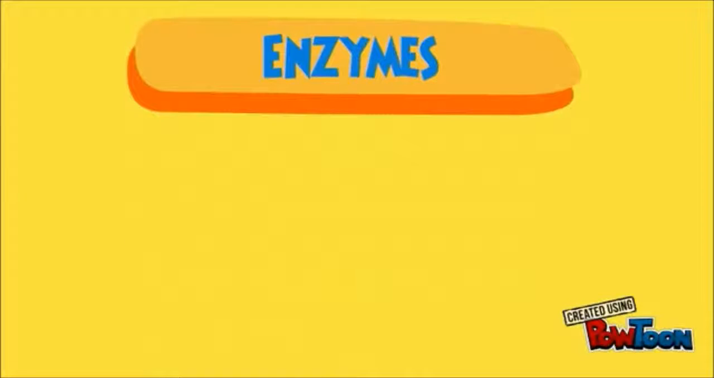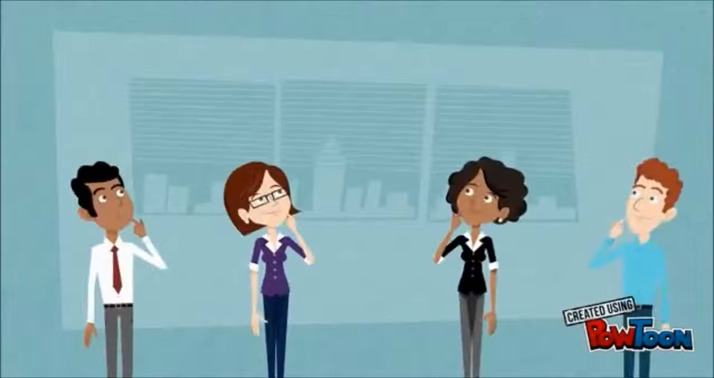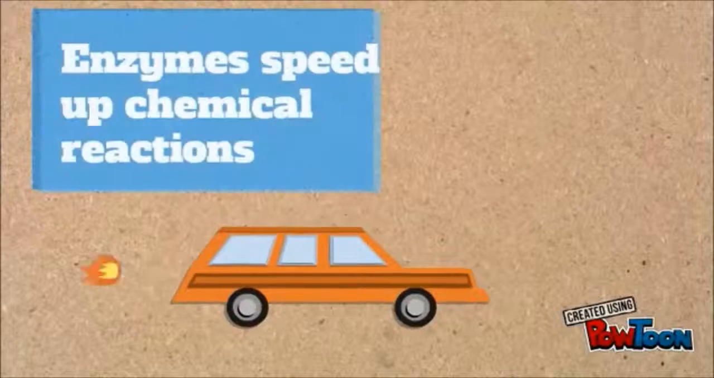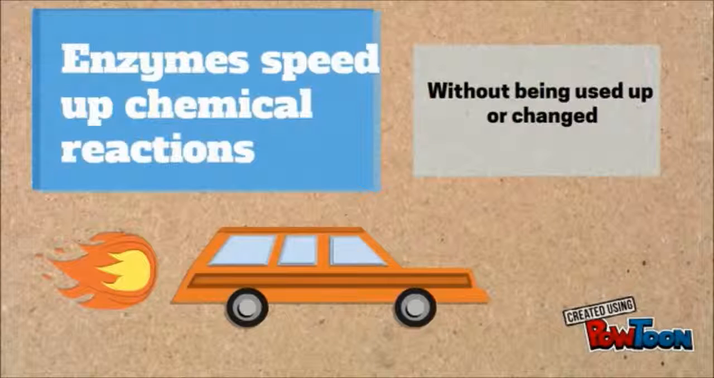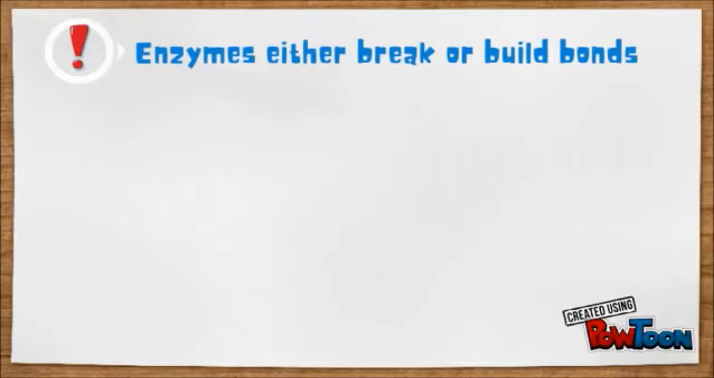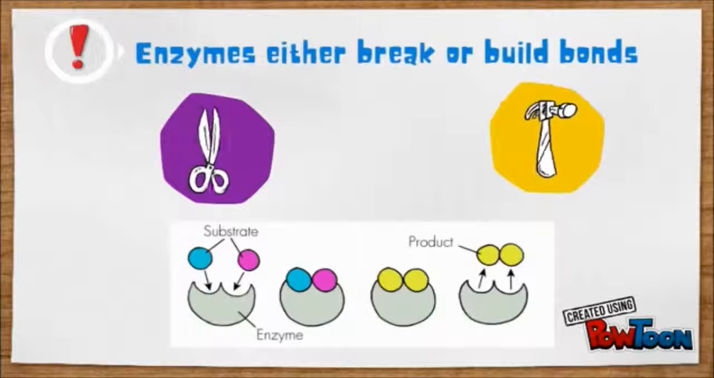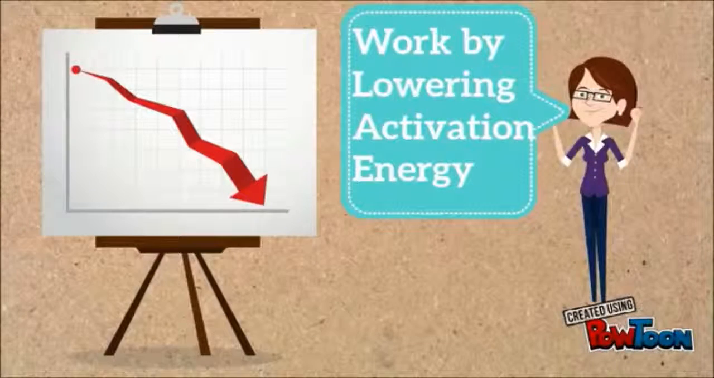Let's talk about enzymes. Enzymes are the proteins that make the world go round. You may be sitting there wondering, what are enzymes? Well, that's what we're going to answer today. Enzymes are proteins that speed up chemical reactions, and they are not used up or changed during this reaction, so they can be reused over and over again. Enzymes can either break molecules apart or build molecules up. The substrate fits inside the enzyme, causing the reaction to occur, and then releases the product. Enzymes work by lowering the activation energy, or the energy needed for the reaction to occur.